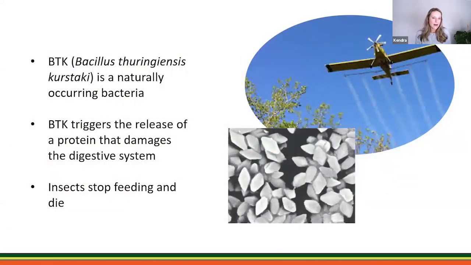BTK is a bacteria that is commonly used and sprayed for control of pests like this. Now, BTK, or Bacillus thuringiensis, is a naturally occurring bacteria in the landscape and really in the natural world. BTK is usually the product that's applied via aerial spray for some of these control programs. BTK actually triggers the release of a protein that damages the digestive system of the insect.